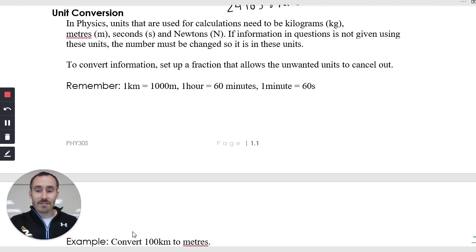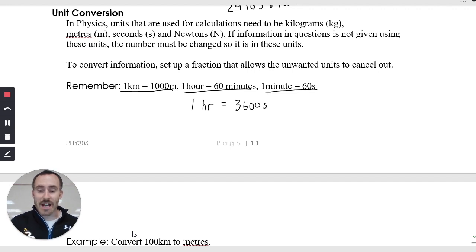Remember these things. 1 kilometer is 1,000 meters. 1 hour is 60 minutes. 1 minute is 60 seconds. We can also point out that if 1 hour is 60 minutes and every minute is 60 seconds, then 1 hour is 60 times 60 seconds. 60 times 60 is 3,600 seconds. That is something you're going to use all the time.